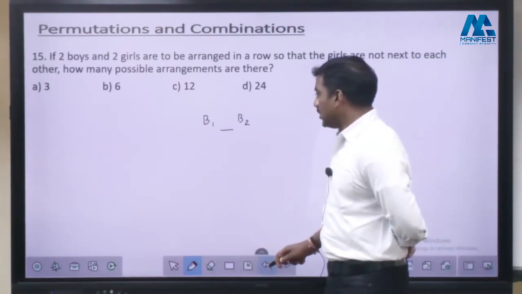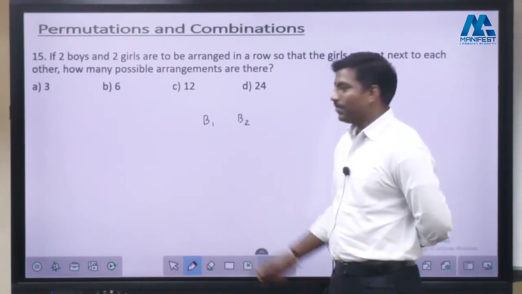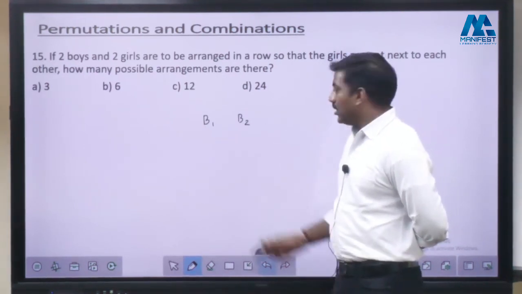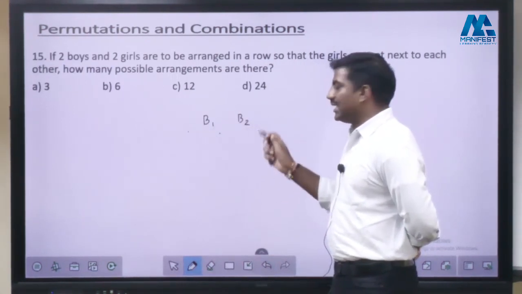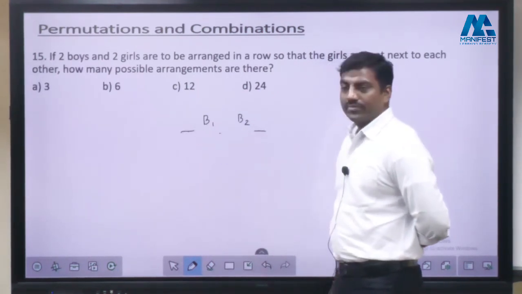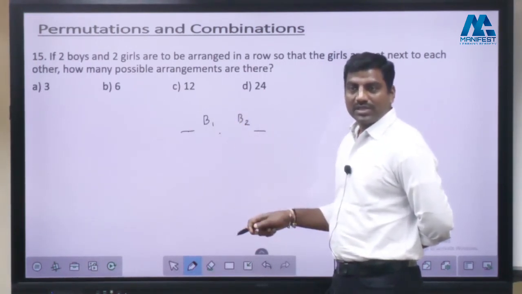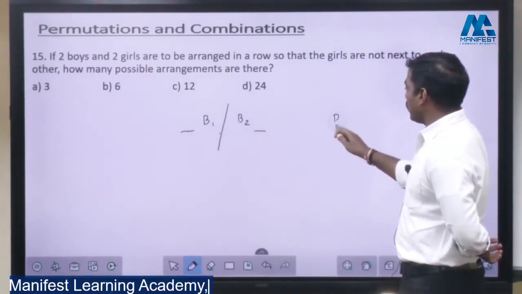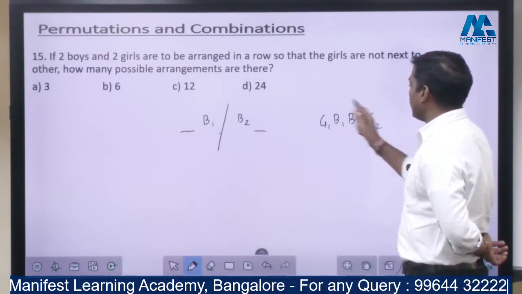So how many places do girls have now? 4 or 3? This one and this one, no? Correct? Yeah. So I showed you this and this they can sit and interchange. This and this they can sit and interchange. What if this and this are occupied? Girl 1 and girl 2 and interchange. Then you will ask me, sir, what about this place? Forget this place. Now boy 1 and boy 2 are like this. Girl 1 here, girl 2 here, and they will interchange their places.